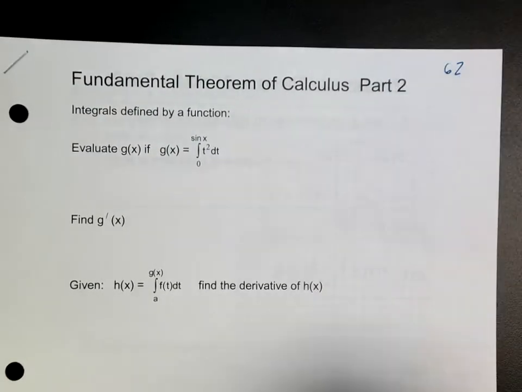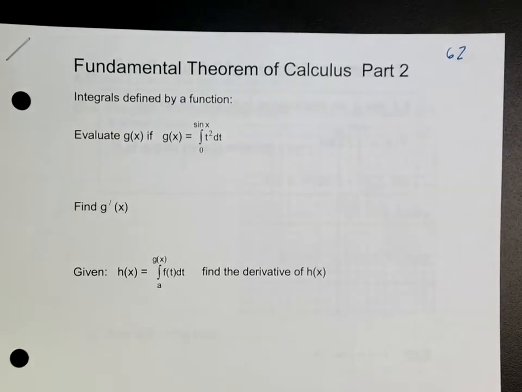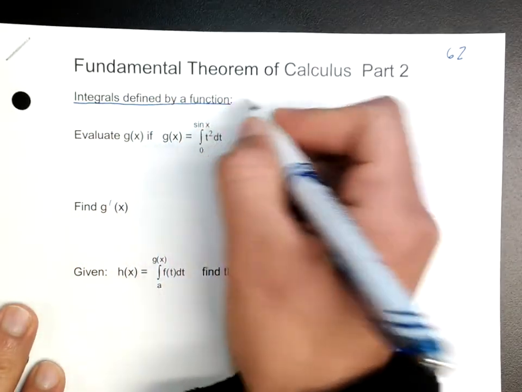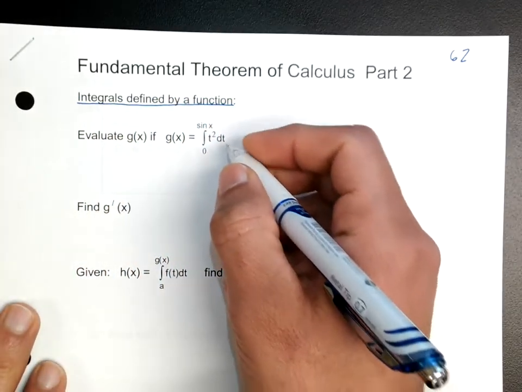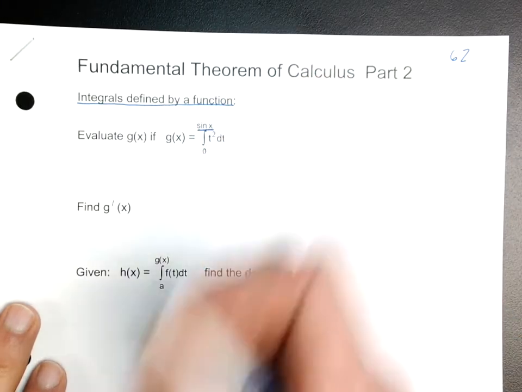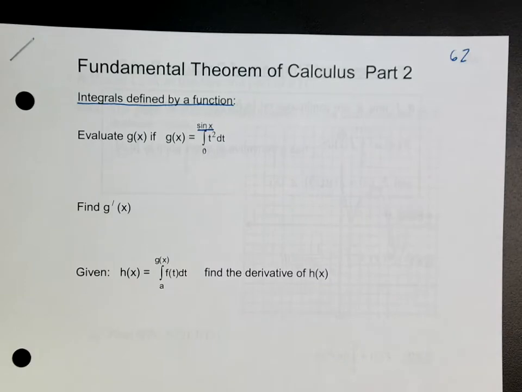Okay, so this is topic 62, and this is the fundamental theorem of calculus, part 2. Now, in this one, we're talking specifically about integrals that are defined by a function. Notice that instead of having the limits between 0 and, say, 2, now you have a function instead of a constant. So to do that, let me show you the hard way and then the easy way.